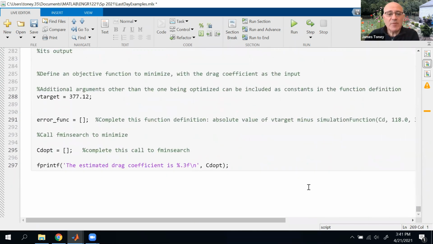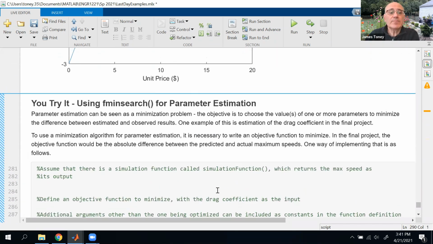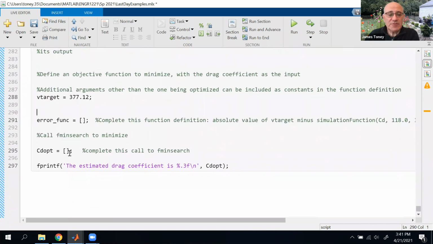So this is an example of parameter estimation, where we have some parachute simulation, skydiver simulation, and we have an experimental result, which was that during the course of the actual event, the skydiver reached a maximum velocity of 377.12 meters per second. And we want to vary the drag coefficient so that it matches that experimental result, right? So that gives us, assuming that all of our other parameters are accurate and the drag coefficient is the one we're uncertain about, we can vary the drag coefficient to match this experimental result, and that gives us an estimate for the drag coefficient.